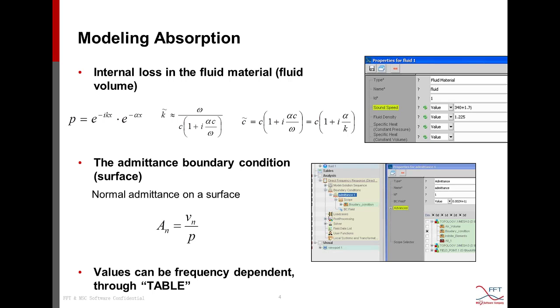So as we can see here in the property window of fluid material, we have this speed of sound, and we have its real part and imaginary part. So this imaginary part will represent an equivalent acoustic damping by, for example, the trim component in the car cabin.